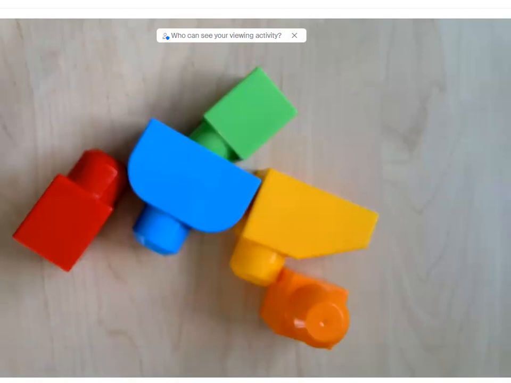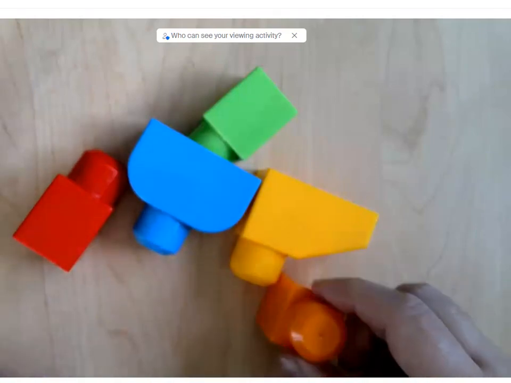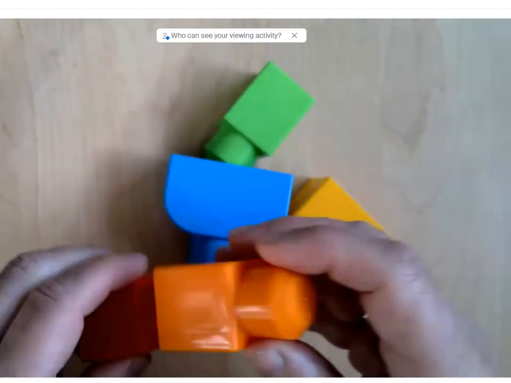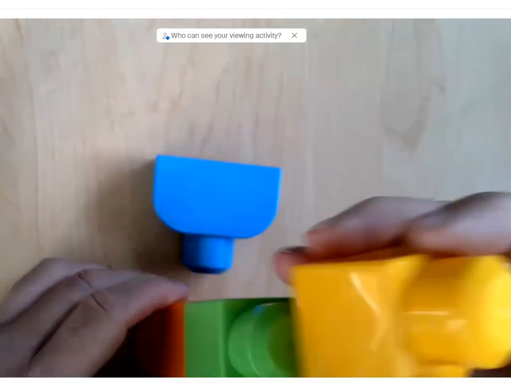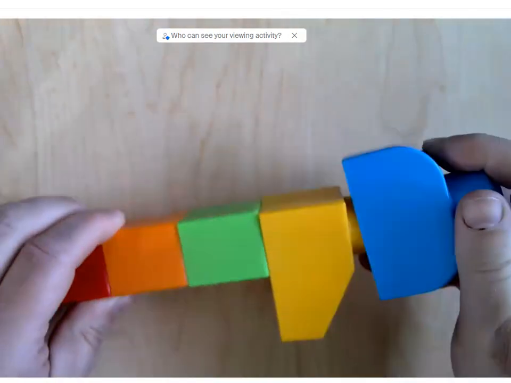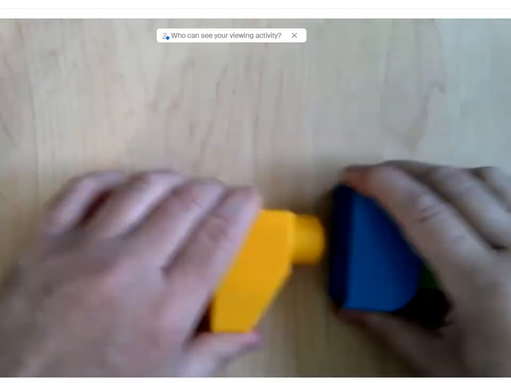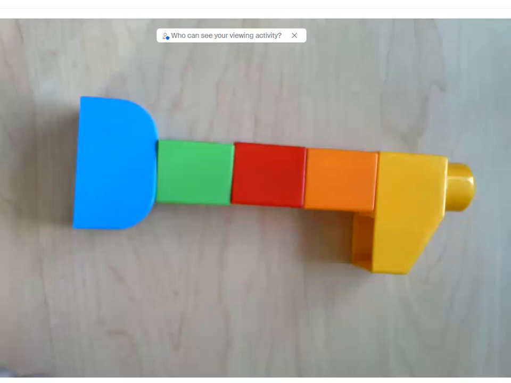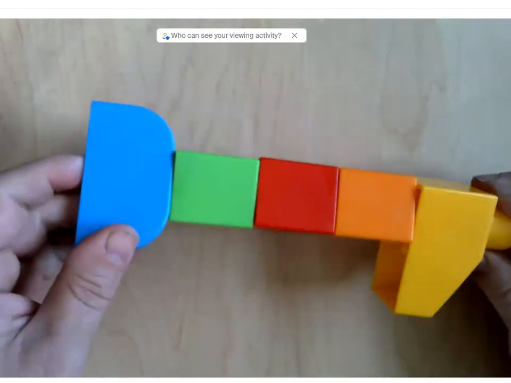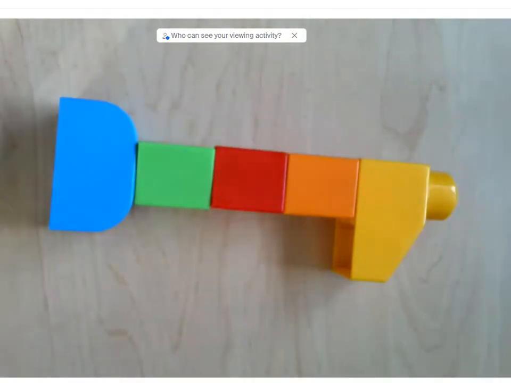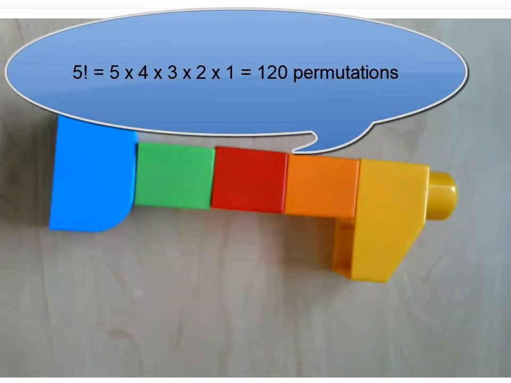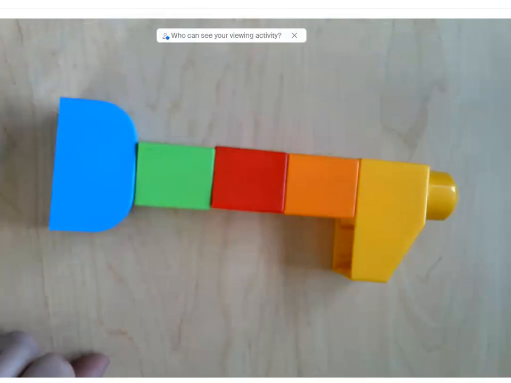All right, so there are 5 of these blocks here, and we can build a tower from that. There we go. That's one way. This way, or this way. How many combinations? Well, there are 5 of them. They all have different colors. So it's a permutation, respectively 5 factorial, 5 times 4 times 3 times 2 times 1. And that, of course, is then 120.